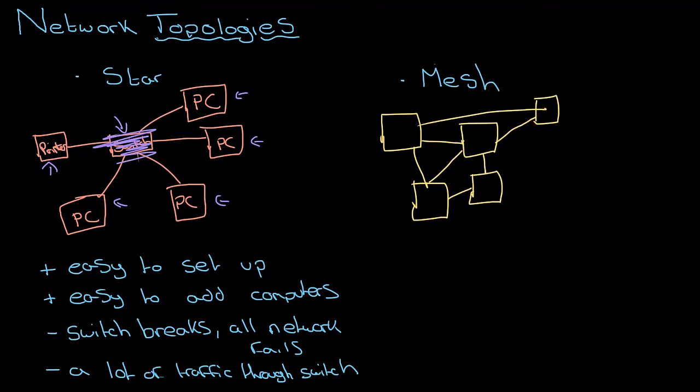So for example, if I'm sending a message from this computer here to this computer here, it can go along this wire, then it can go along this wire. But what happens if that wire gets broken? Well, not a problem, because I can reroute it around here.